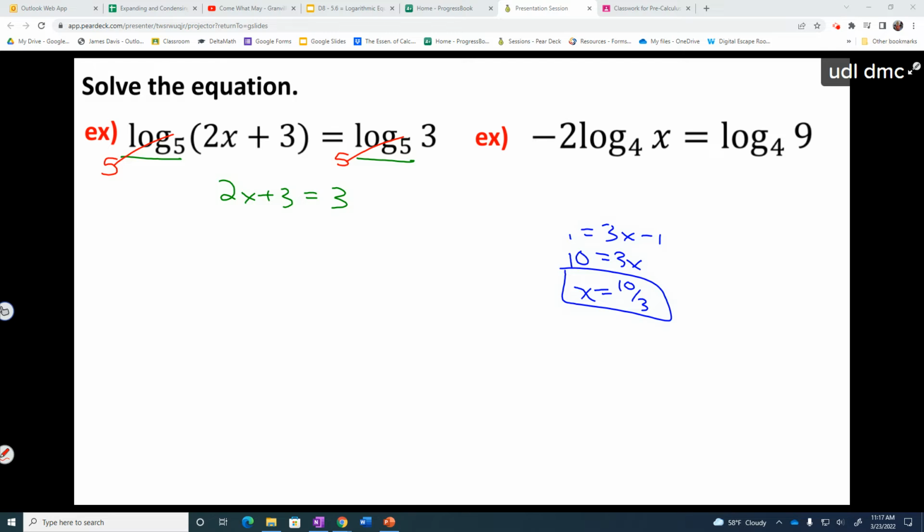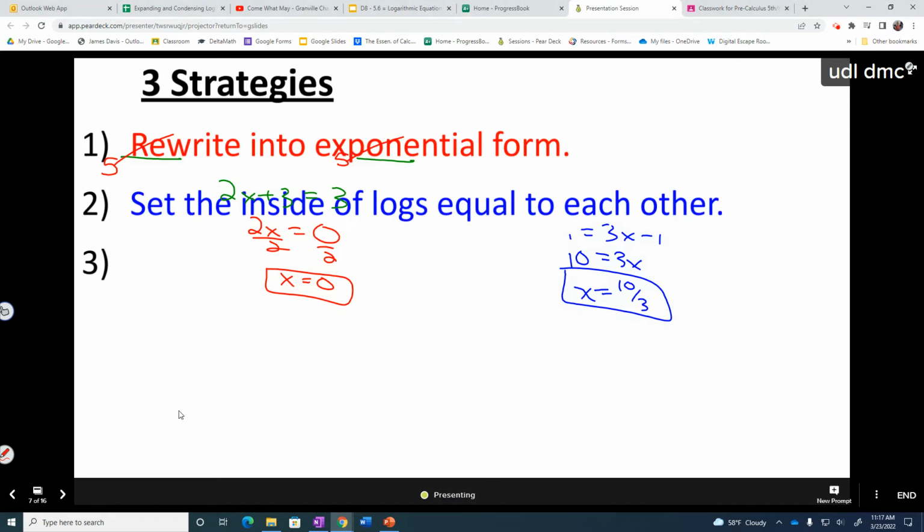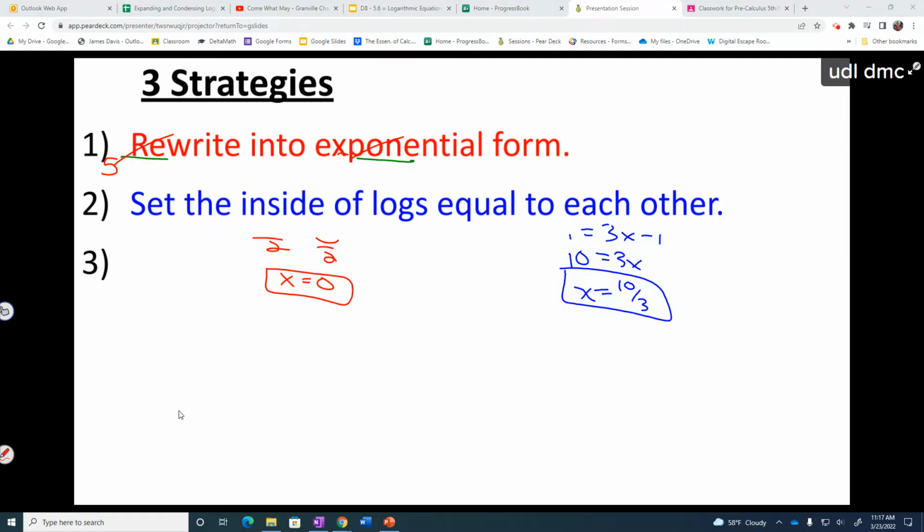So then it's just going to be subtracting 3, and then divide by 2, so x equals 0. And let's just double check and make sure that's right. If you plug 0 in here, you get 2 times 0, which is 0, plus 3 is 3. So you get log 5 of 3 equals log 5 of 3. Right. So this is our second way we're going to solve them. And that is, we're going to set the inside of the logs equal to each other. So if we have a log on each side, then we're going to set the inside of the logs equal to each other.